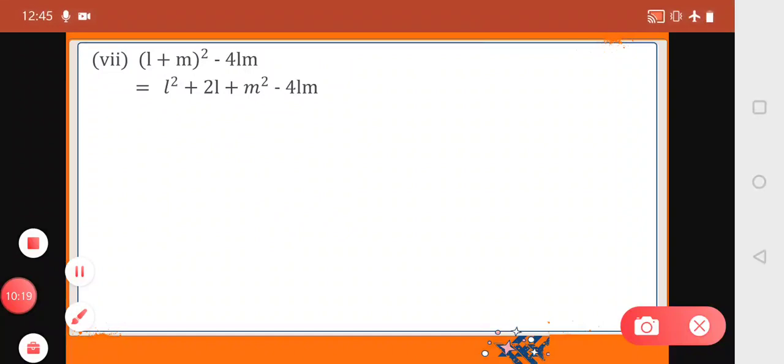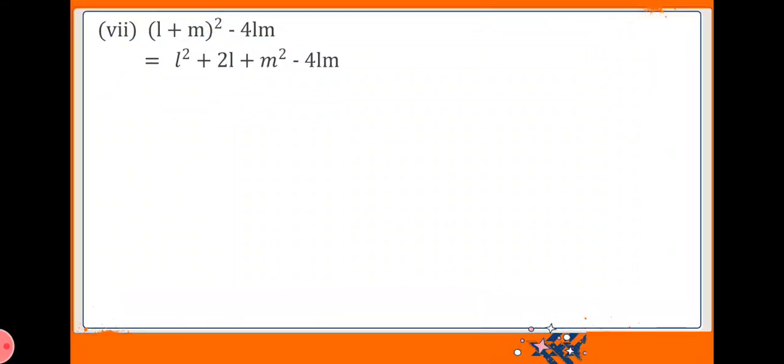Here M should come as the middle term, but by mistake M is not written. So we get L square plus 2LM plus M square minus 4LM. Now you can see that 2LM and minus 4LM are like terms. So minus 4 plus 2 gives minus 2LM. So further we can write L square minus 2LM plus M square.